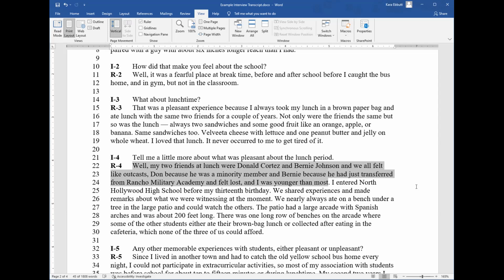I'm also curious about, do we go through and try to accomplish a code for every line, or do we need to code every interviewer's question? That's a good question. It's like question 3, what about lunchtime? Where is that? Sorry. It's line 14 right here.